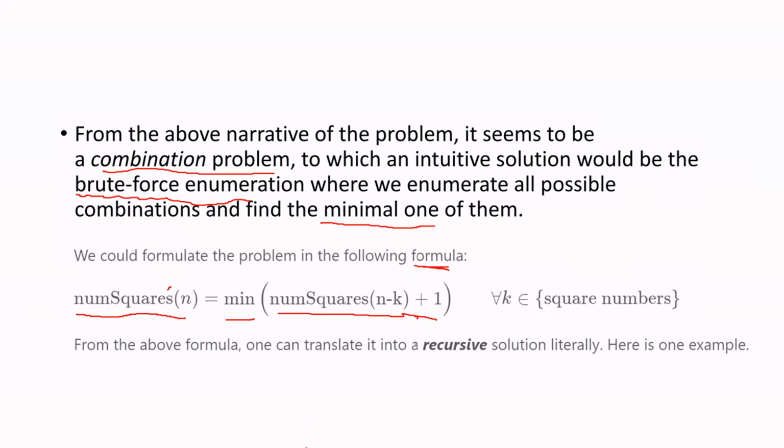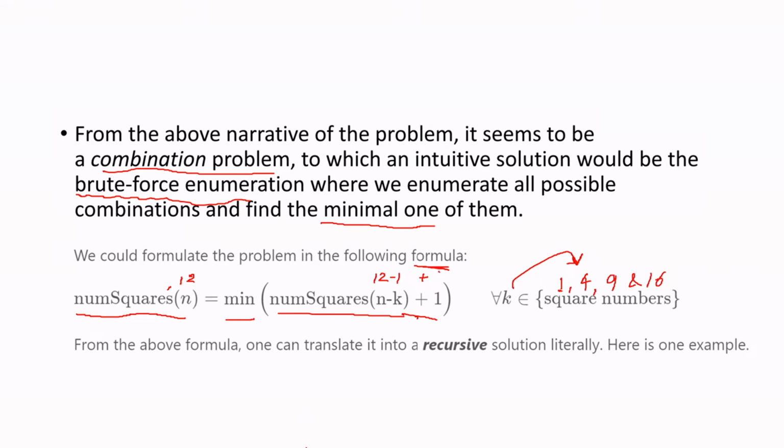The square numbers are 1, then 4, then 9, then 16, remember. So these are the square numbers. K is the square numbers, and n is the number that we are going to find out. If we are talking about 12 here, n is 12. So the min function will be the same, and n will be 12 minus 1 for the first square number, and plus 1.